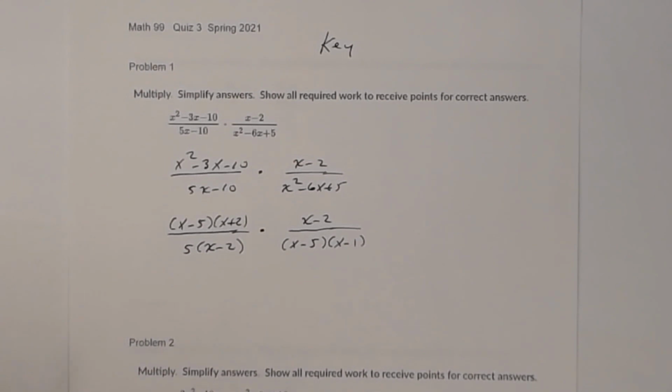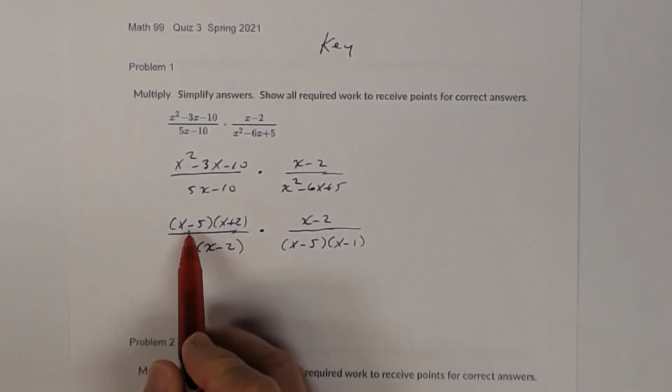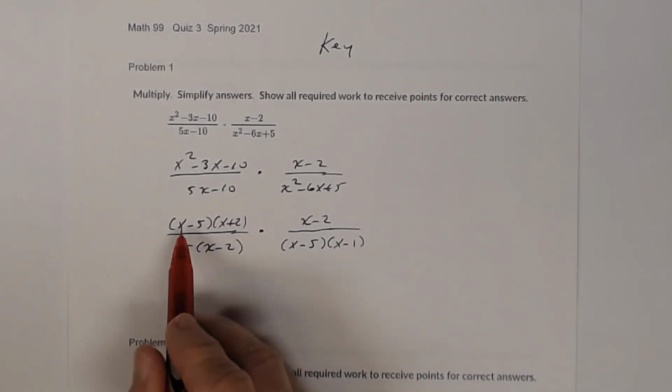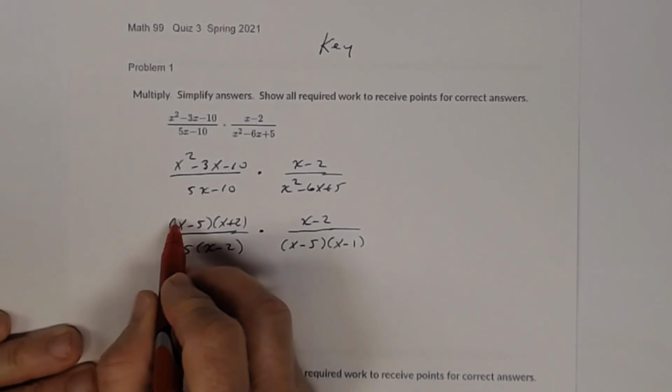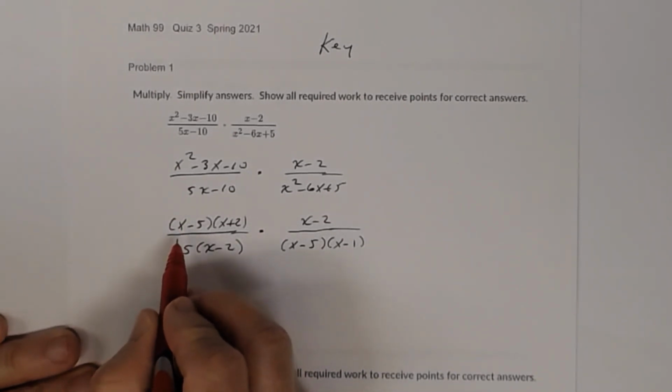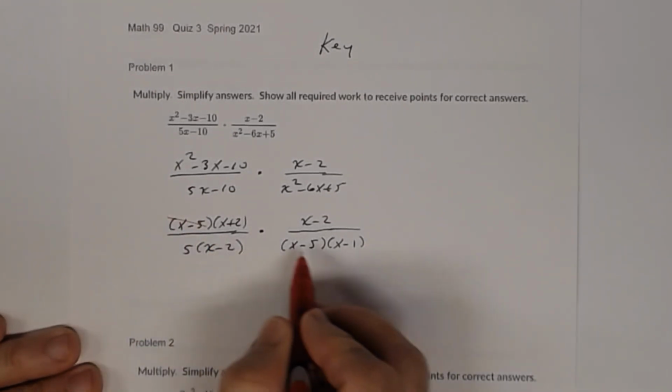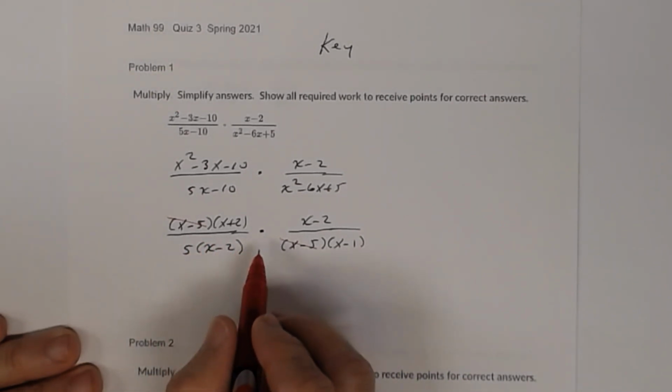Now the next step is to simplify or reduce if possible, and you notice that you can reduce. So you look at your factors and reduce your common factors. I have an x minus 5 here in the numerator, and an x minus 5 in the denominator. So those divide out. I do need to see how you're reducing, so you must show this.